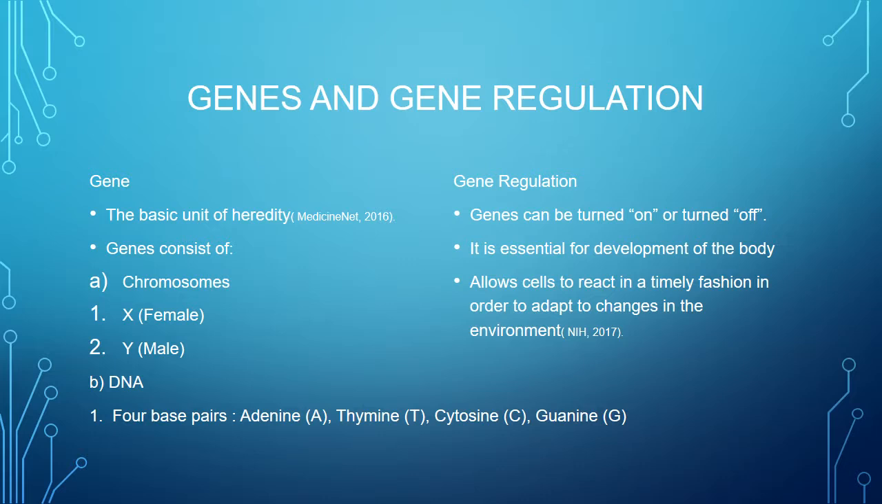The X chromosome is from your mom and the Y chromosome is from your dad. DNA is considered your genetic makeup. Genes are composed of DNA. There are four base pairs, which are adenine, thymine, cytosine, and guanine.